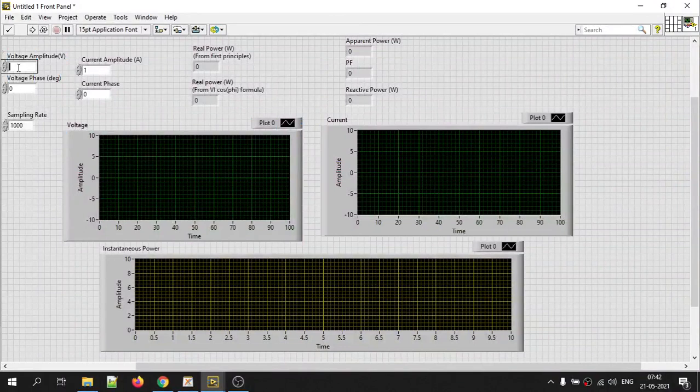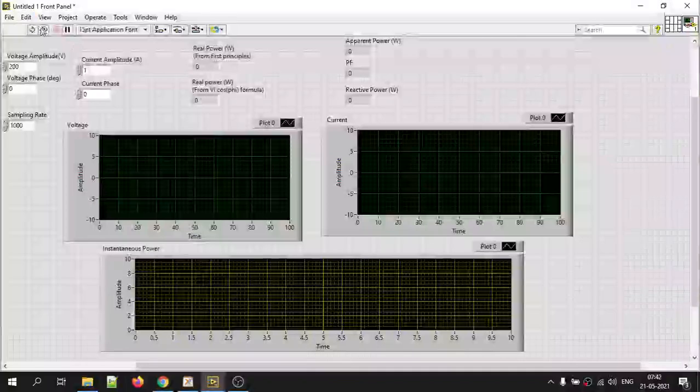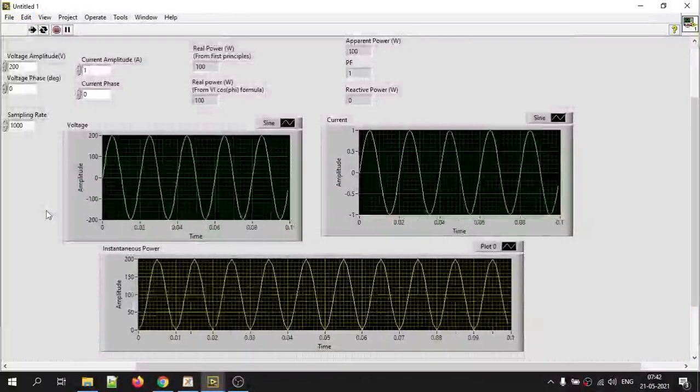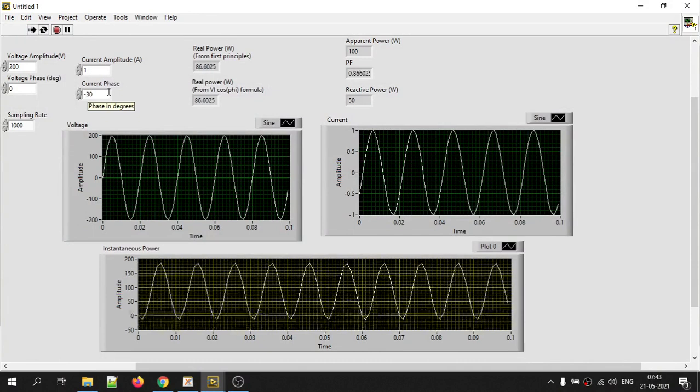Okay, let us set a voltage amplitude around 200 volts, and current amplitude let it be 1 ampere. You may change it for your convenience. See, initially voltage and current are at the same phase. That means zero phase difference. Now let us provide a phase difference of 30 degrees. That is, current is lagging by 30 degrees.